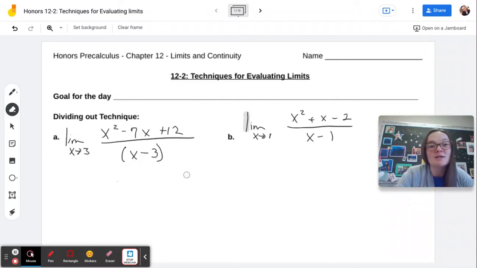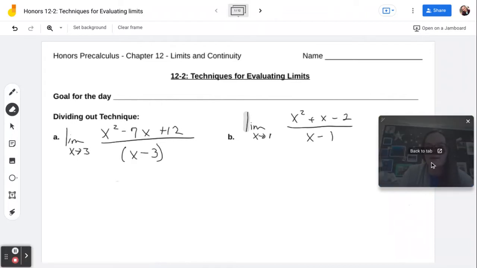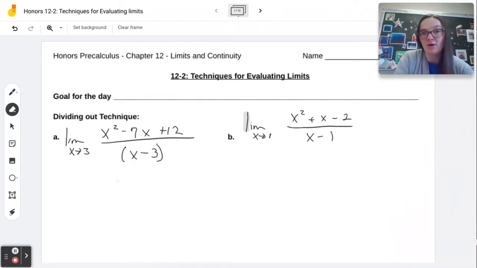Hey guys, so today what we're going to be talking about is techniques for evaluating limits. Last time we met, we talked about what limits are and how we can use a calculator to evaluate them. Today we're going to talk about the situation when we don't have a calculator: how can we still evaluate limits that initially don't exist?